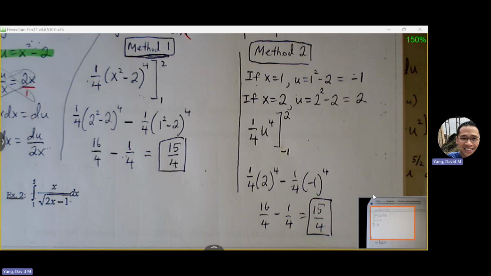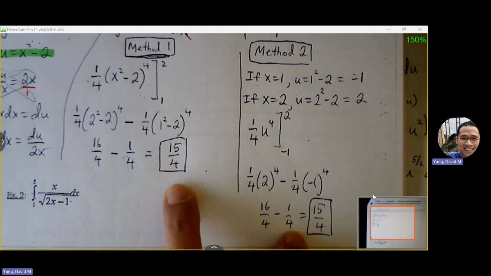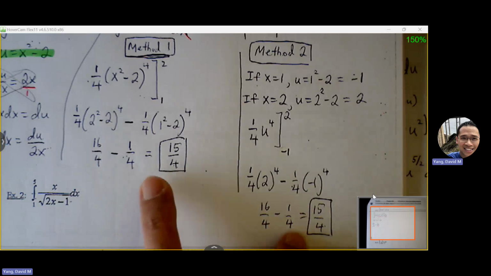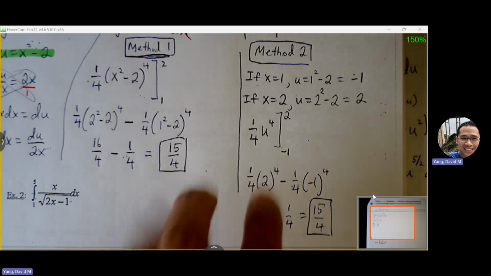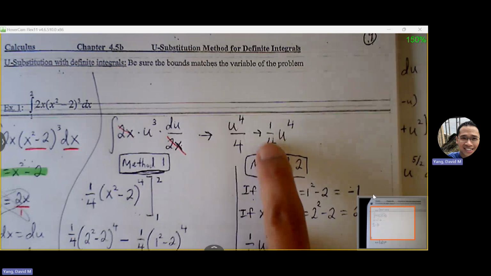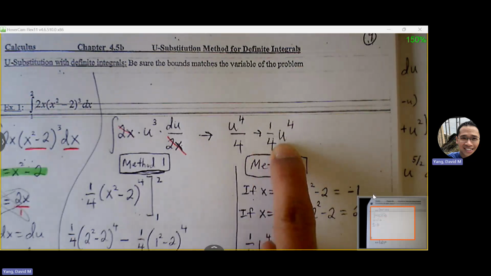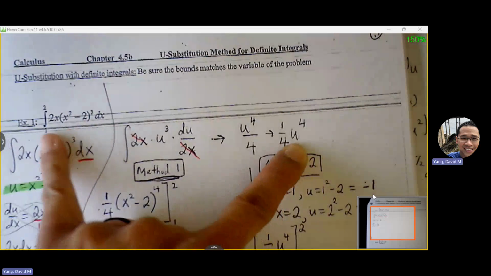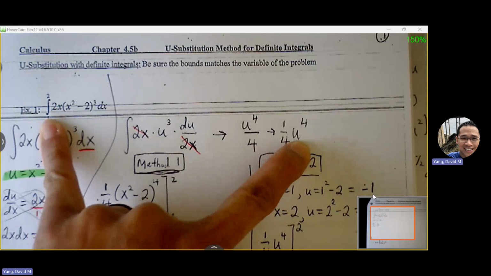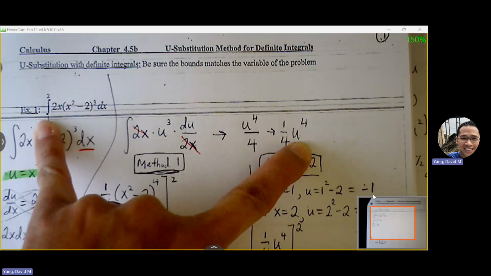Now, having said that, I see some students making a mistake and choosing a method that is not acceptable. And that is where I see students do this. They would take this form and then use the bounds here. What's wrong with using the 1/4 u to the fourth and then plugging in the 1 and 2? Why is this not an option?